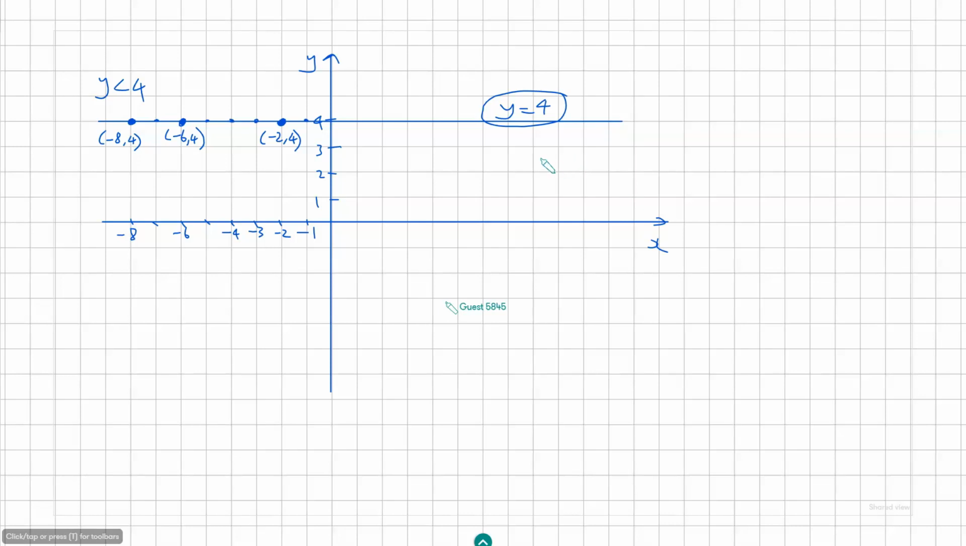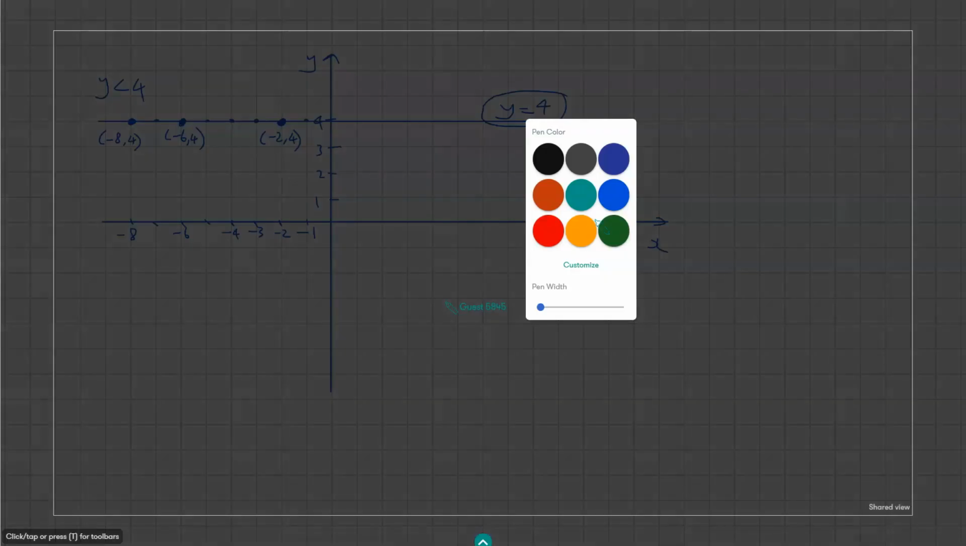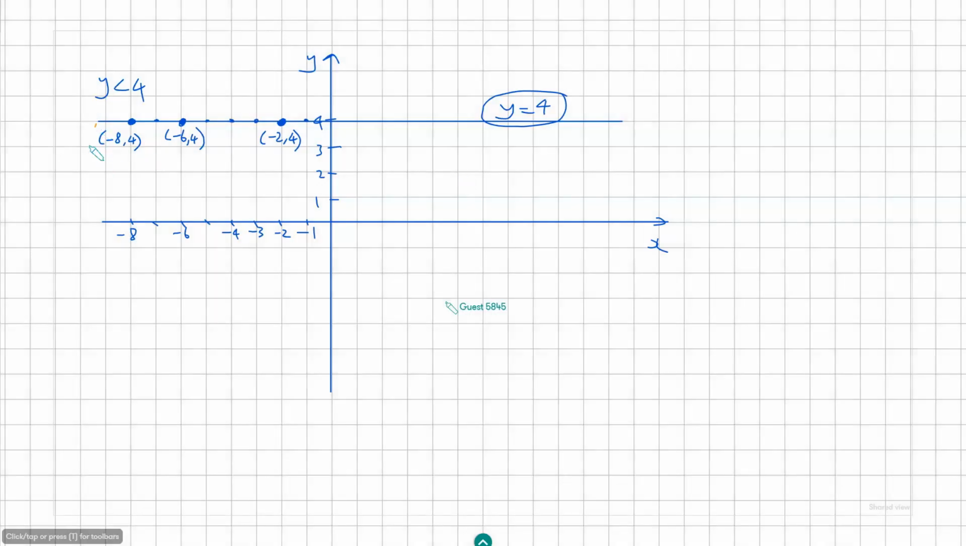So y less than 4 will be which region? Will it be this region? No, down. Down, right? Yes. So it will be the region below this line. So let's maybe use a different color. So it's going to be this region.